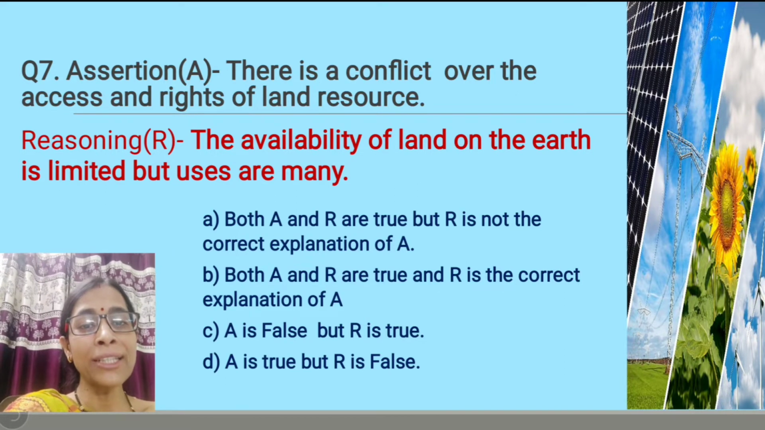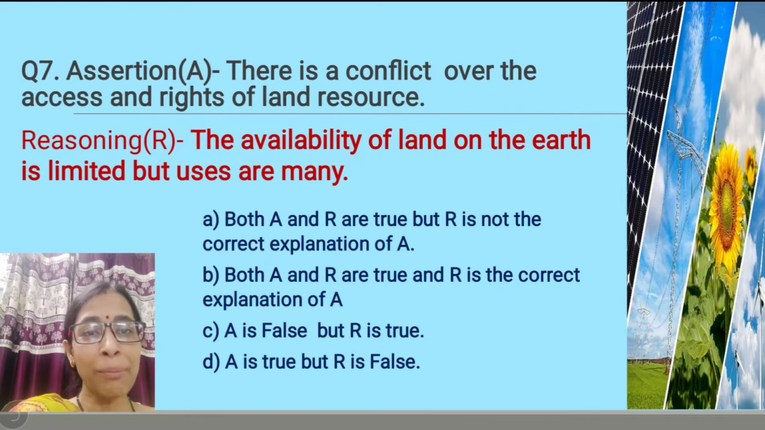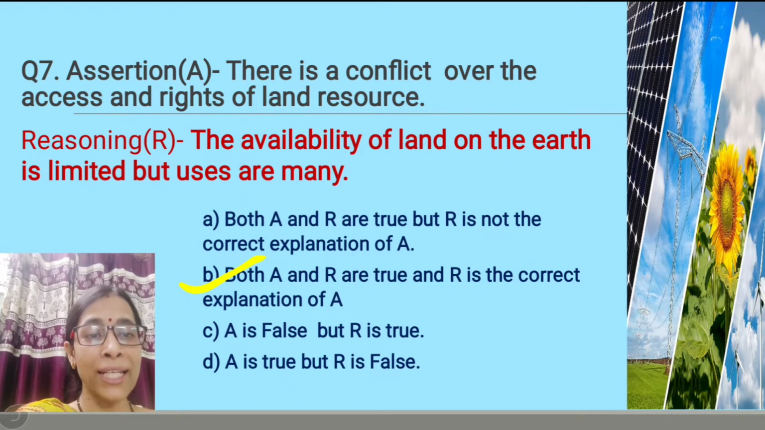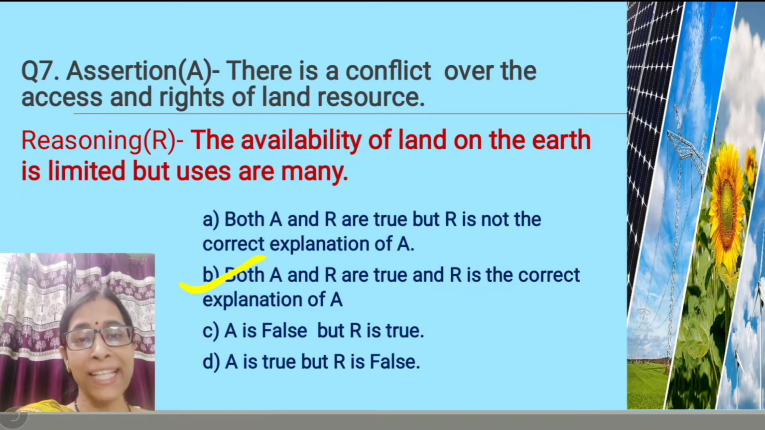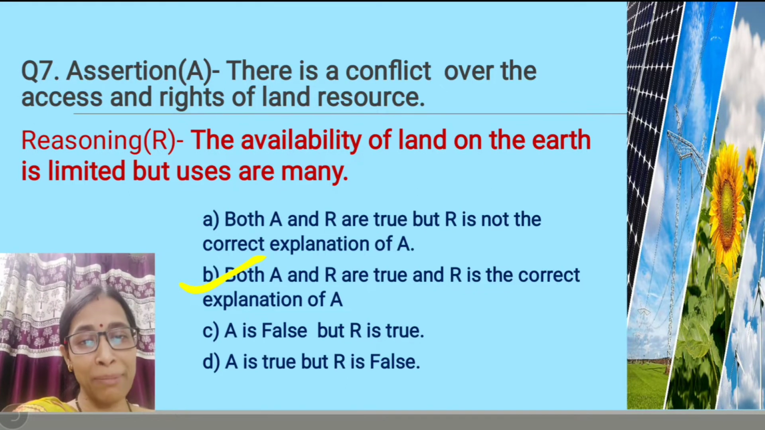So that's why here the reasoning is given, the availability of land on the earth is limited, but uses are many. So A is correct and R is also correct and rightly explaining this. So both A and R are true and R is the correct explanation because the uses are many and land is limited. That is why there is a conflict.